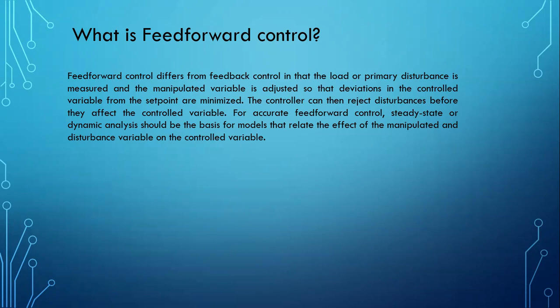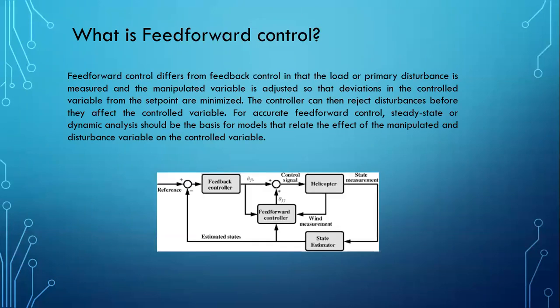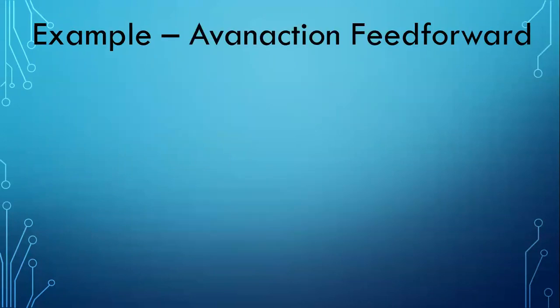For accurate feed-forward control, steady state or dynamic analysis should be the basis for the models that relate the effect of the manipulated and disturbance variable on the control variable. Now, we have an example. It's an animation of feed-forward.